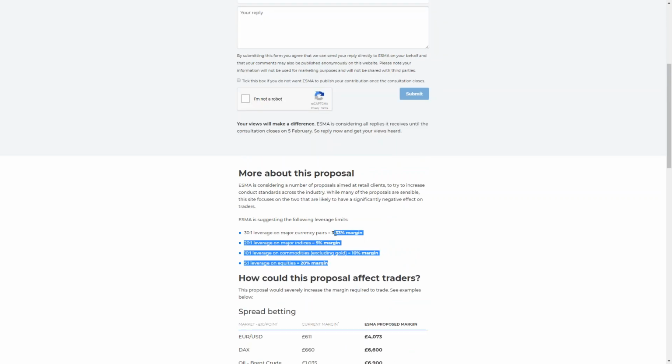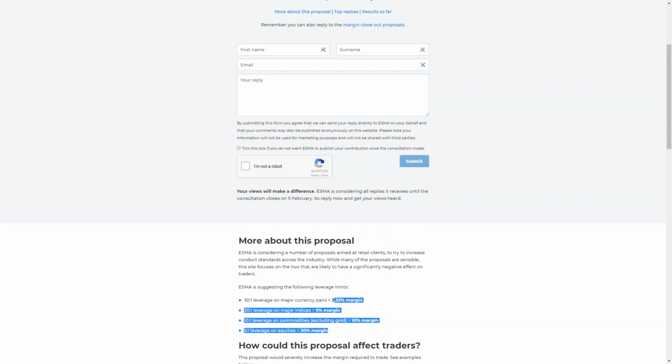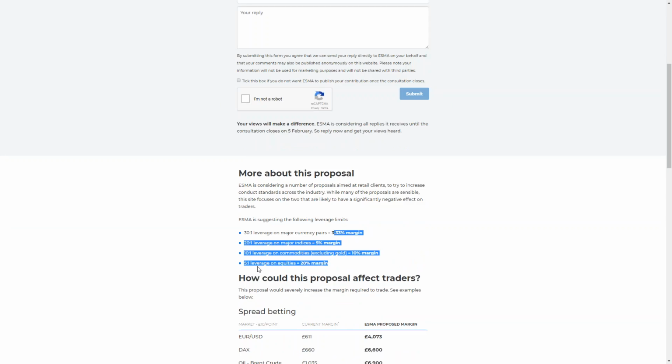Feel free to make a comment, guys, here if you haven't done it already. And I hope that they will come to their senses and basically let the traders decide for themselves what they are going to do with their trades, especially because we are all grown ups, right? We know what to do with money.